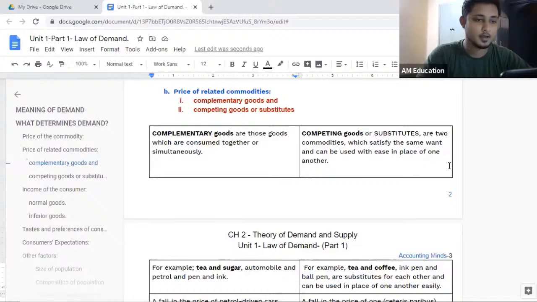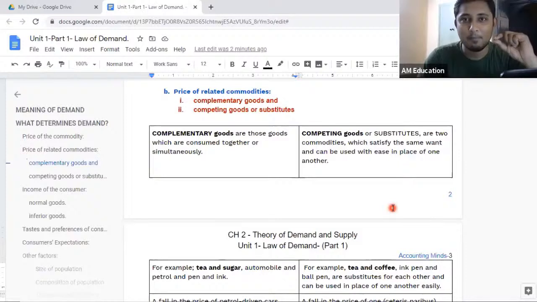Okay? Lovely. So, competing goods or substitutes are two commodities which satisfy the same want and can be used with ease in place of one another. Two different commodities that satisfy the same want, right? Two different commodities that satisfy the same want and can be used with ease in place of one another. Okay.